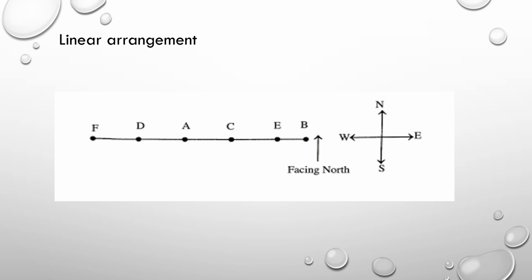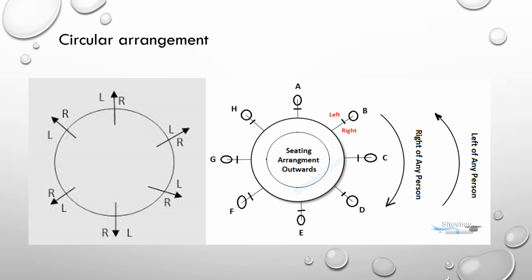Here is the diagrammatic representation of the linear arrangement, where it flows with the directions of east, west, north, south. The question will start by saying facing east or facing west or facing north, like that, and then an arrangement will be given of who is the neighbor of which person, and that will be analyzed. Now the circular arrangement, where you have 6 and 8 patterns: 6 people sitting at the circular table and 8 people sitting at the circular table.